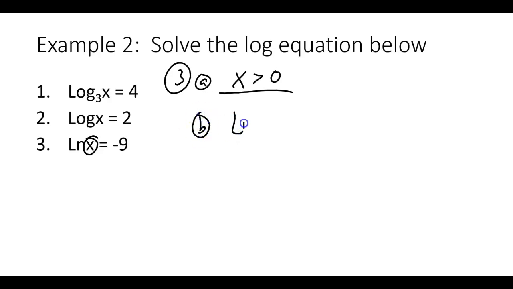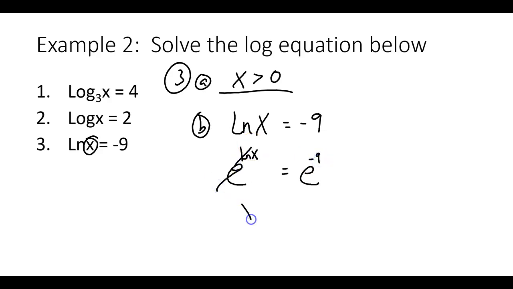Part B, we need to exponentiate. Now, when you have an ln, what base are you dealing with? That's a base of e, isn't it? So to exponentiate both sides, it's going to be e to the power of ln of x on the left and e to the power of negative 9 on the right.